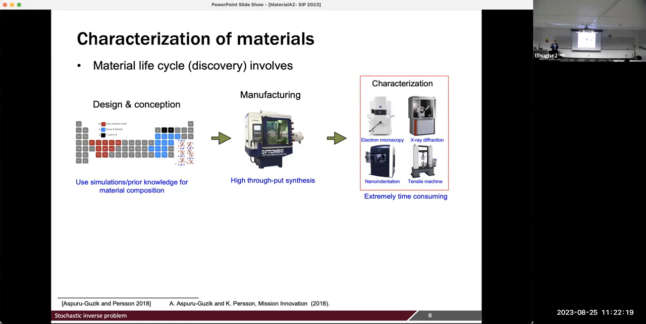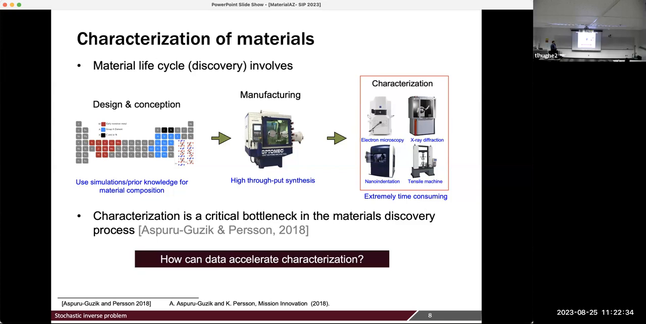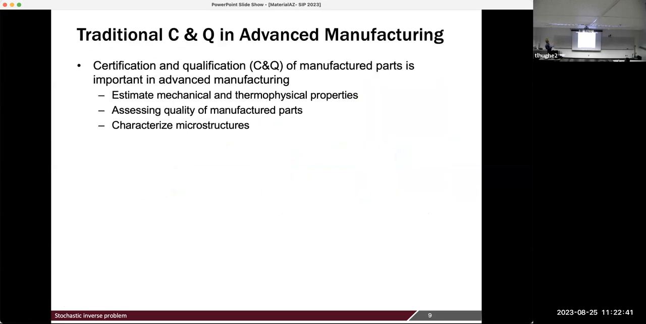And I don't think there's anybody else who can understand this challenge more than this group of people. So the general question is, we understand characterization is a big bottleneck right now in the material discovery space. How can we use data to accelerate some of this characterization? Okay, I'll give you a couple of examples.